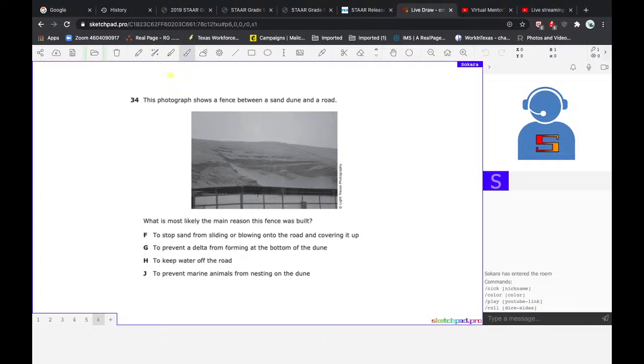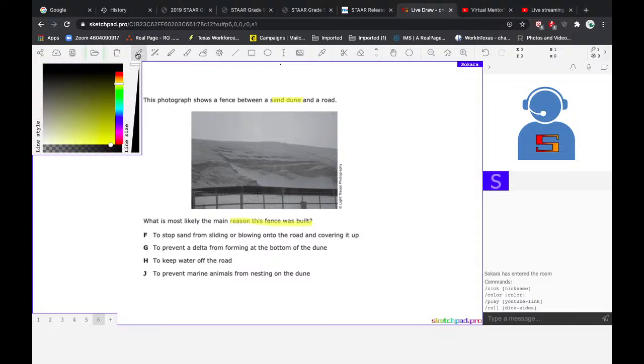Okay, let's highlight the key information here. This photograph shows a fence between a sand dune and a road. What is most likely the main reason this fence was built? Okay, so we want to know the main reason that this fence was built, and let's take into account that it was built between a sand dune and a road.